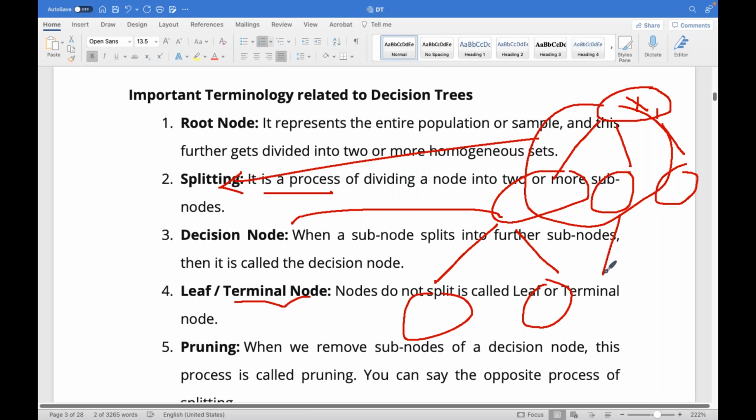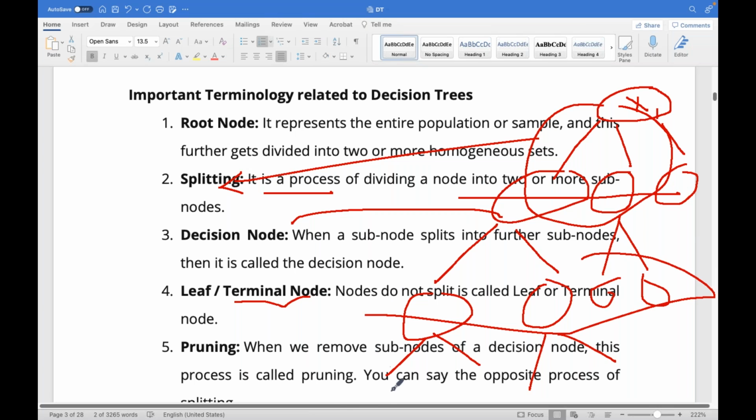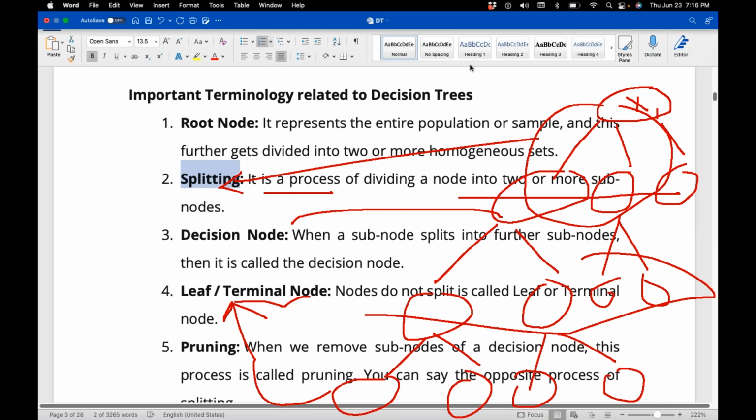For example, here we have some decision nodes. You may have n number of steps of decision nodes. This stage is also a decision node, and this stage is also a decision node. Whenever a node is unable to split into another node, this is the node we call a leaf node or terminal node. Clear?